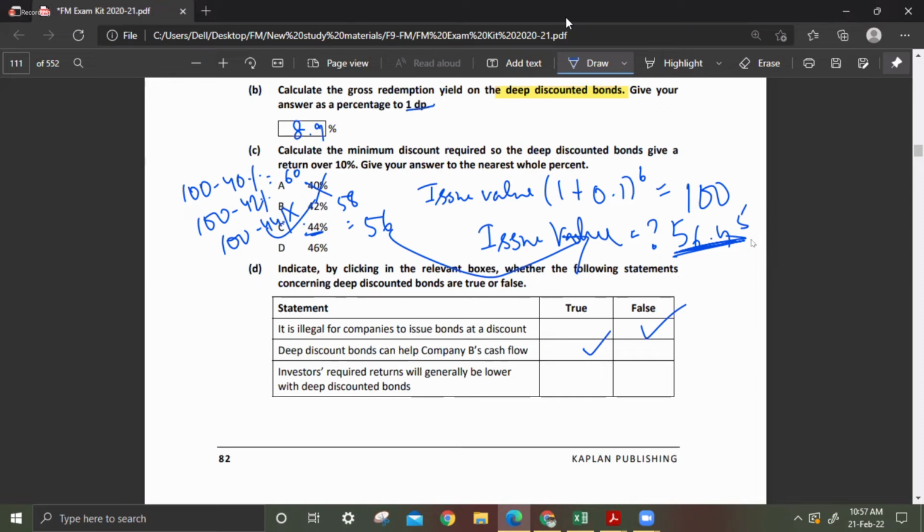This statement is true. And investors' required return will generally be low with deep discounted bonds. Nothing like that. Why will it be low? They would also want good returns only. Otherwise, why would they invest in deep discount bonds? So this statement is also false.